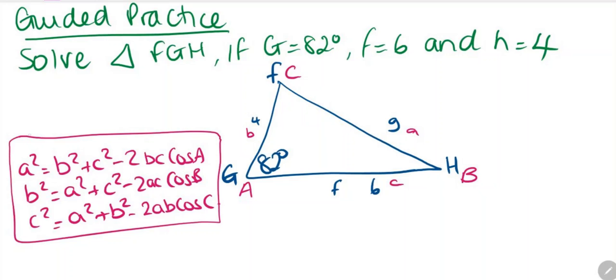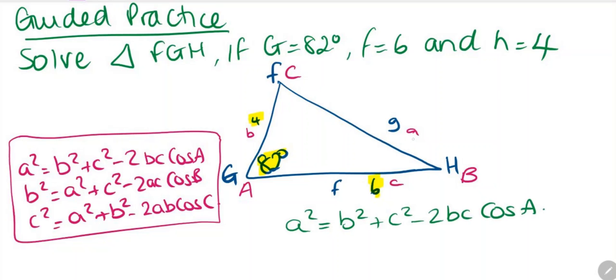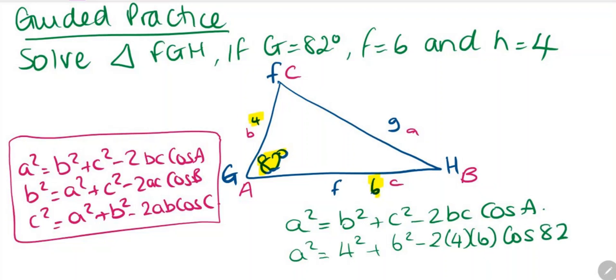So what do we need to find? We're looking for our side angle side. We're going to find little g, which is little a, so we're going to use the a formula: a squared equals b squared plus c squared minus 2bc cos of A. I'm going to substitute. a squared I don't know, b squared is 4 squared, c is 6 squared, minus 2 times 4 times 6 multiplied by cos of 82.